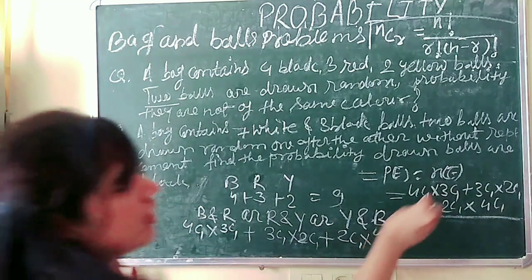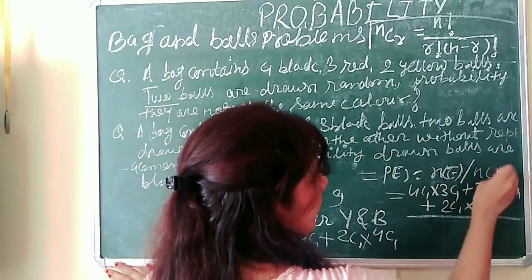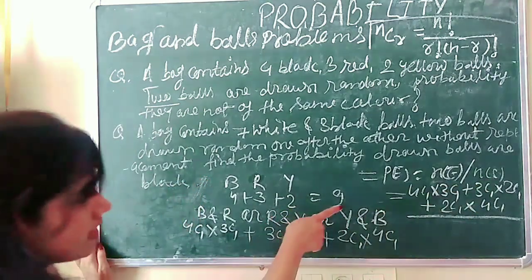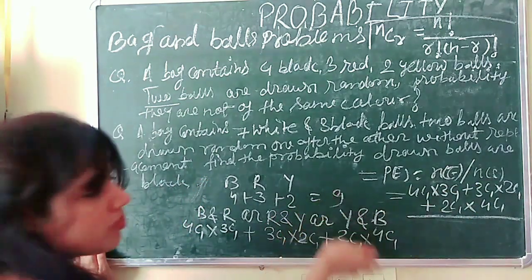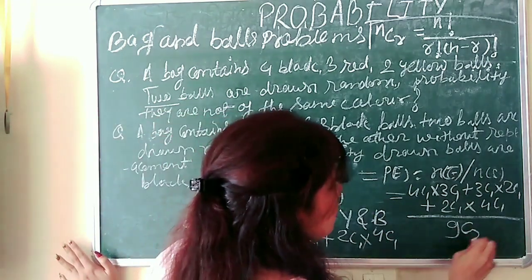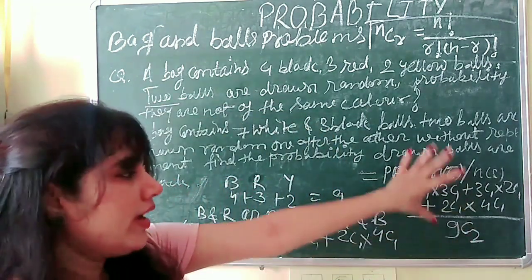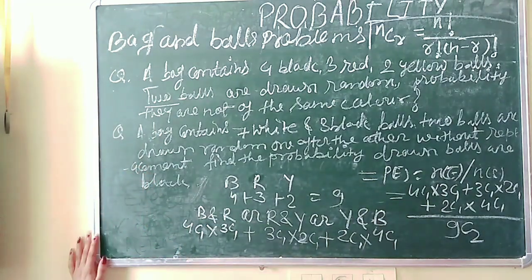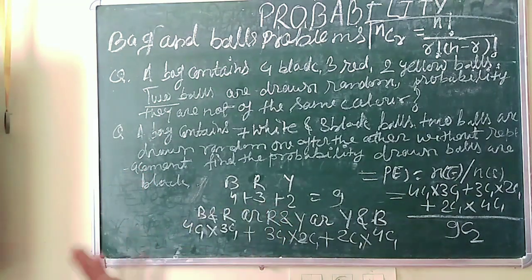Now what is the total number of combinations? That is the total number of outcomes, and the total number of balls is 9 and 2 balls are drawn randomly. So 9C2. Here we will put 9C2 and we will just solve it. Okay. Now the next question, just take a screenshot and please solve it by yourself.